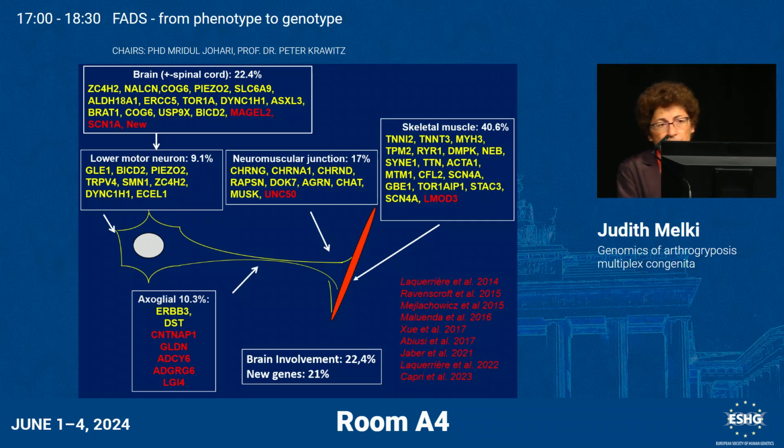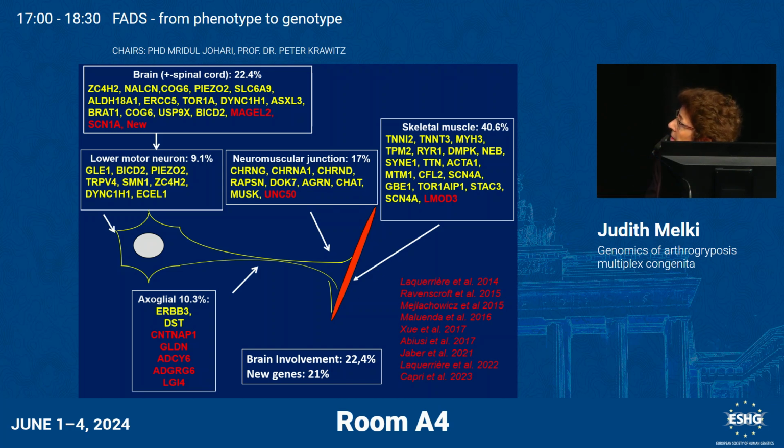So in this schematic representation, you see the neuromuscular system with the skeletal muscle, the neuromuscular junction, the axon, the cell body of motor neurons, and also the brain. And you can see first that in red are the genes that our team identified.